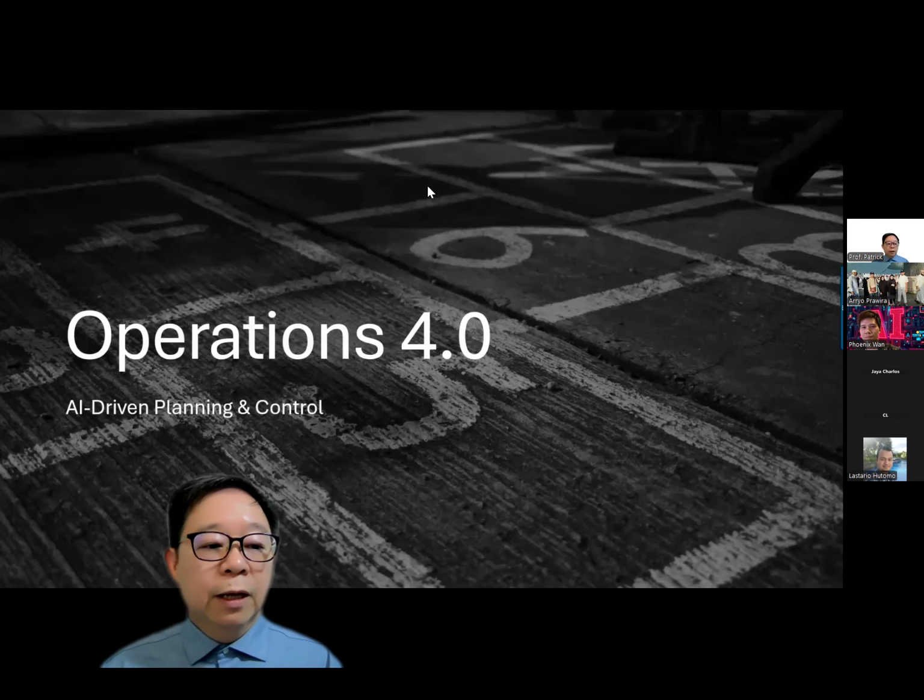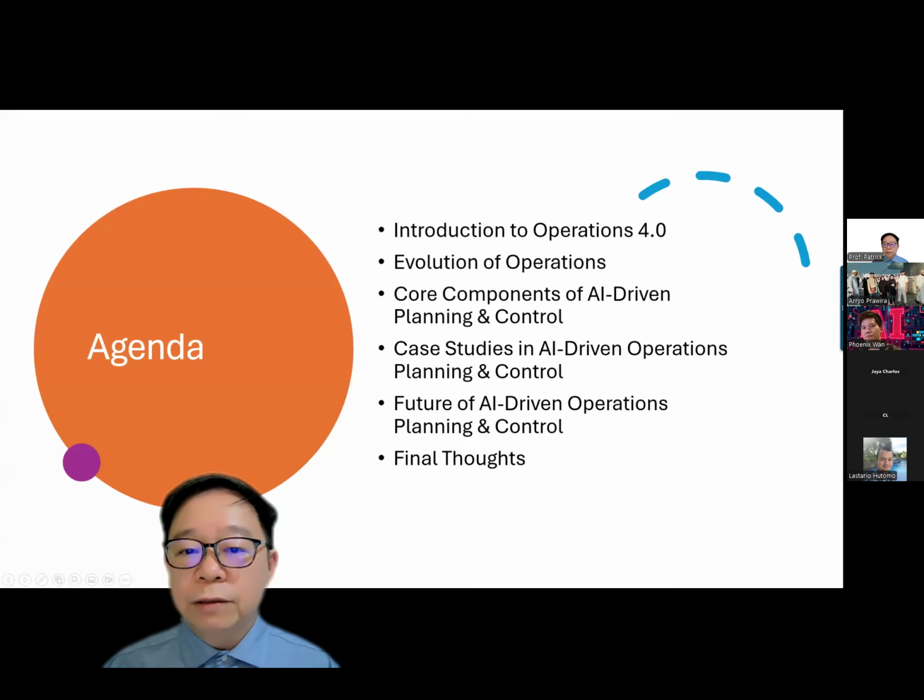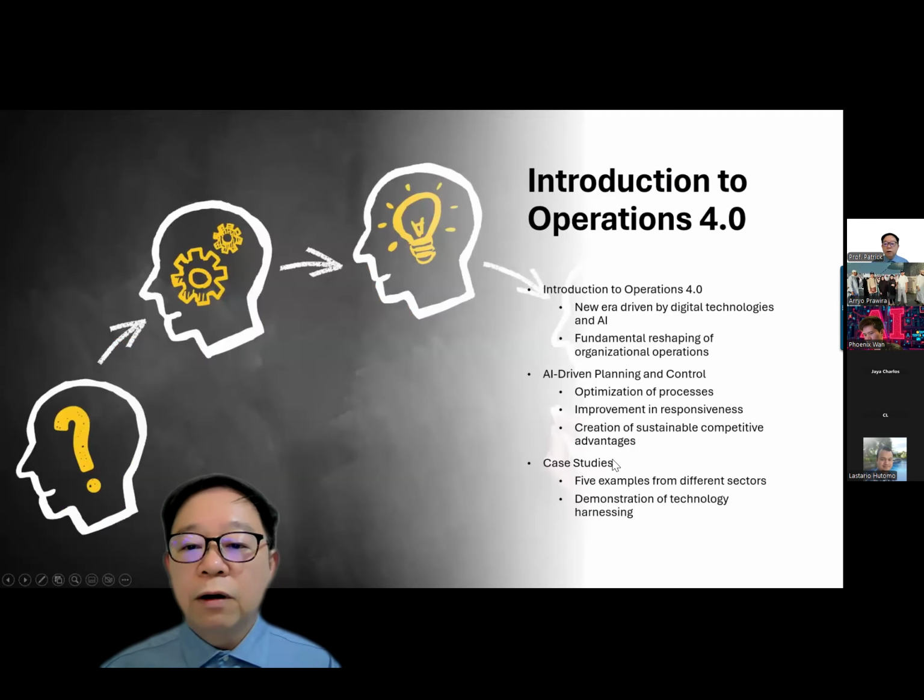We will cover different types of operation. We look at the traditional operation. After that, we will look at the core components, different case studies, and of course how AI can evolve in planning and control, and summarize with some thoughts.